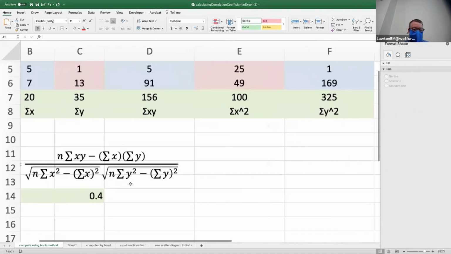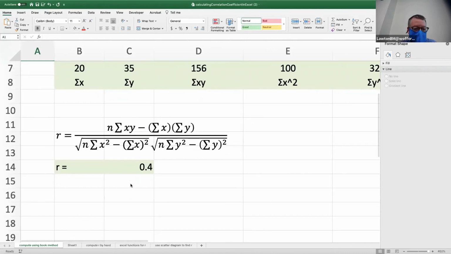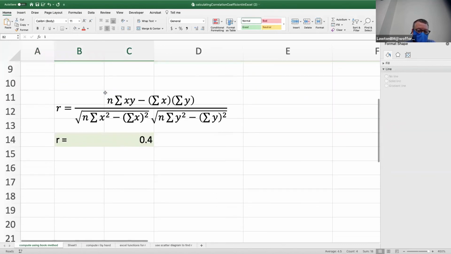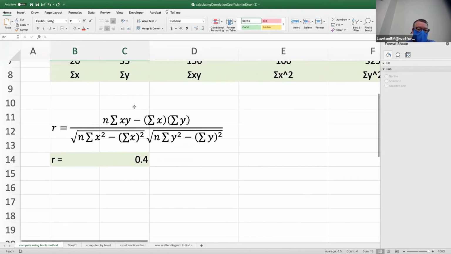And this is why we don't do things by hand. Okay, if we wanted the formula for r, it's n, which is the number of things, and we have 1, 2, 3, 4, 5 ordered pairs: (1, 5), (3, 9), (4, 7), (5, 1), (7, 13). So I have n. So 5 times the sum of the x's.